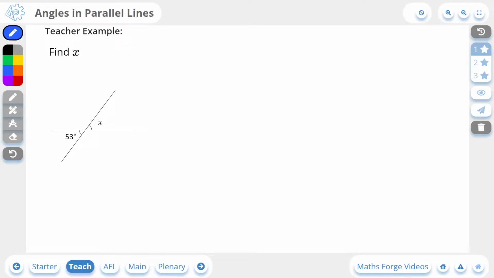Hi, this is Jack from Maths Forge, and in today's lesson, we're going to be doing angles and parallel lines. So let's take a look at our one-star example. Here, we're being asked to find x.